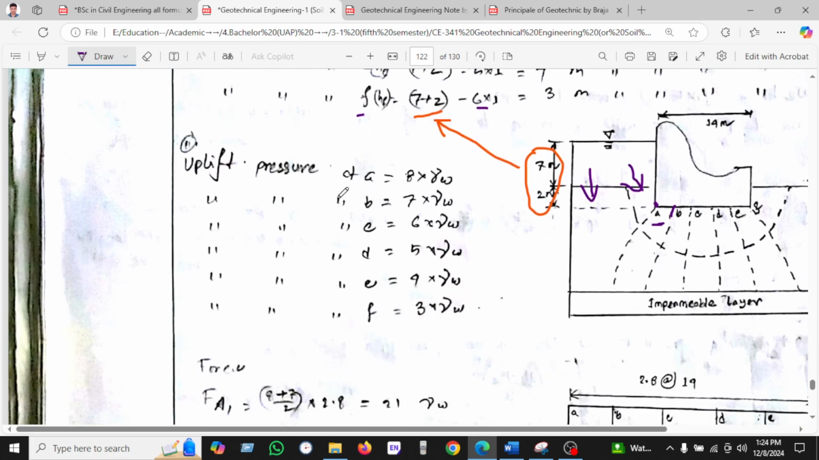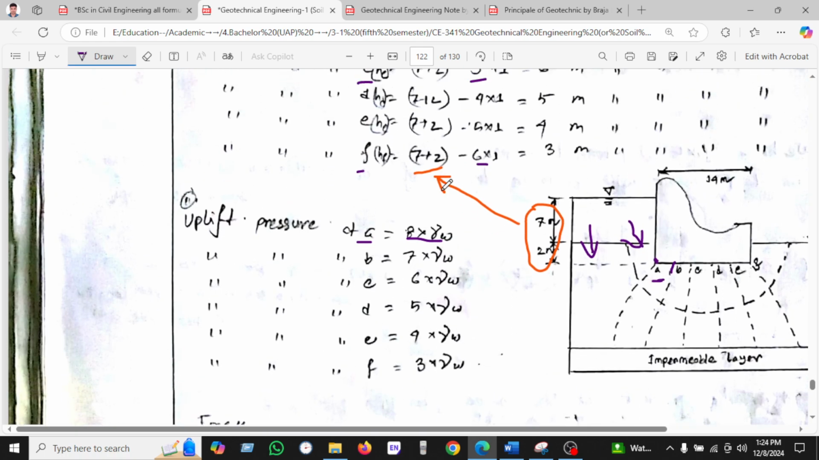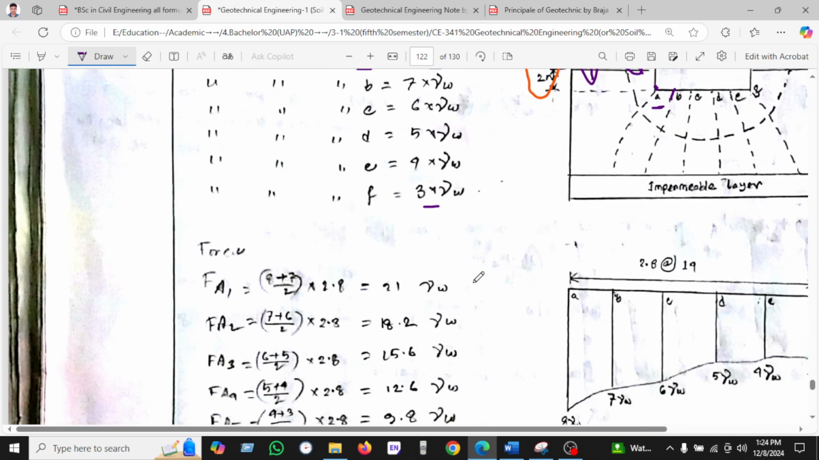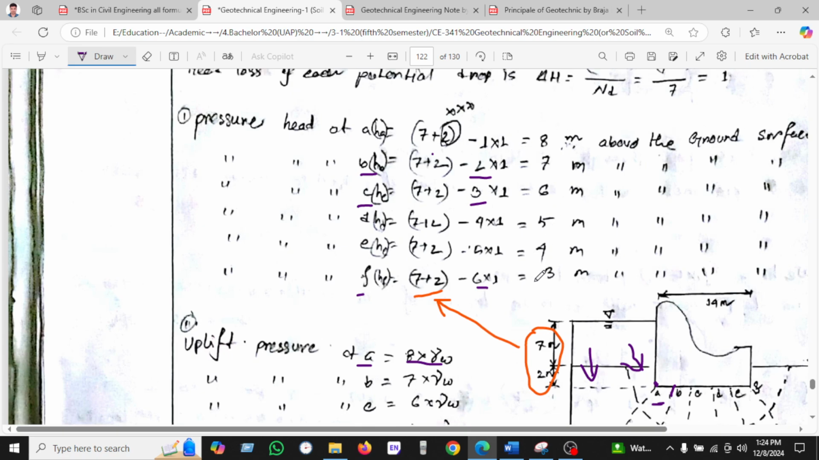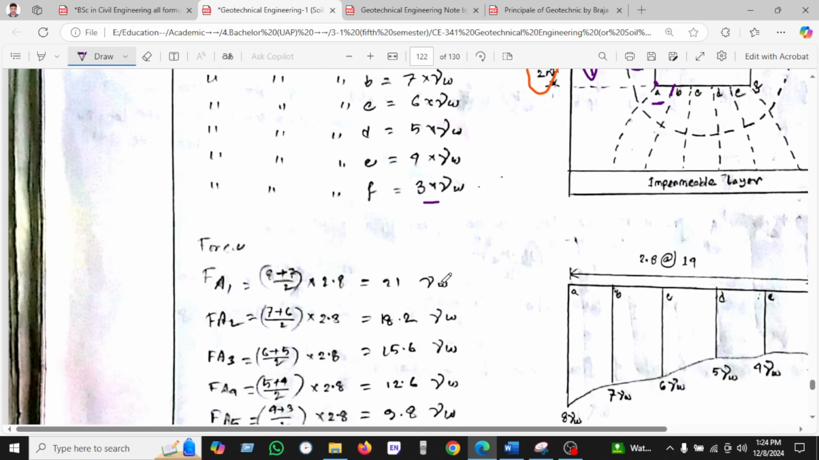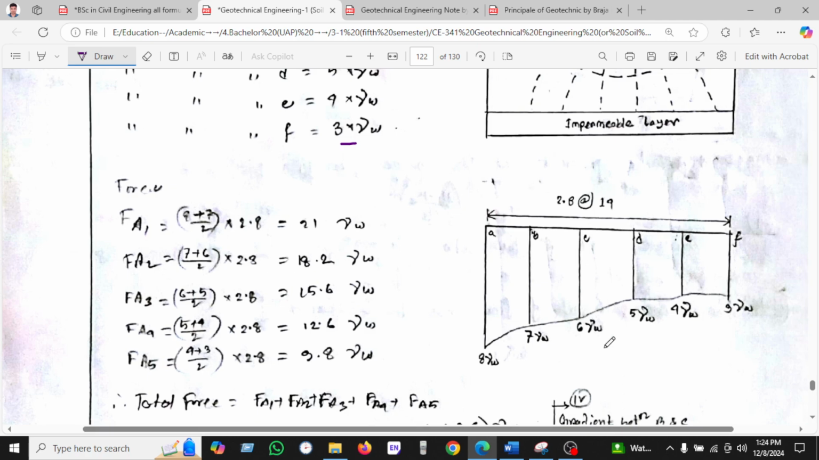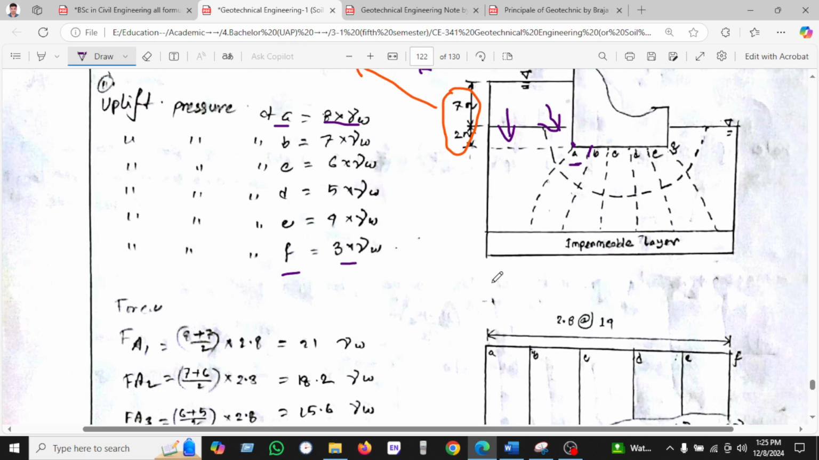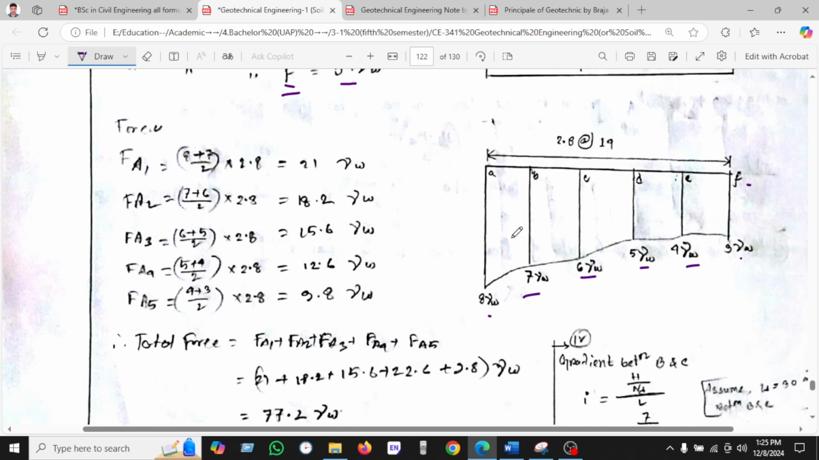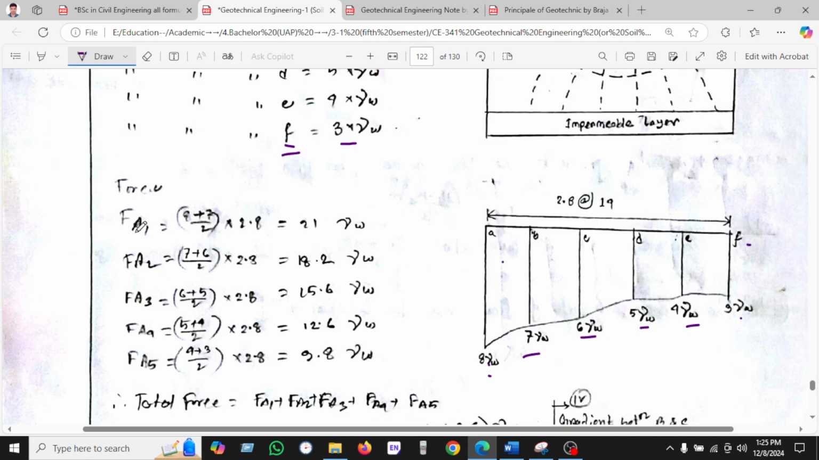Now we'll calculate the uplift pressure at A, which equals the pressure head times gamma w, the unit weight of water. So we will multiply this by gamma w and found this equation. We do the same for all points. Now we'll draw the figure. We can do 8, 7, 6, 5, 4 and 3: point F is 3 and point A is 8. So now we'll calculate the force.